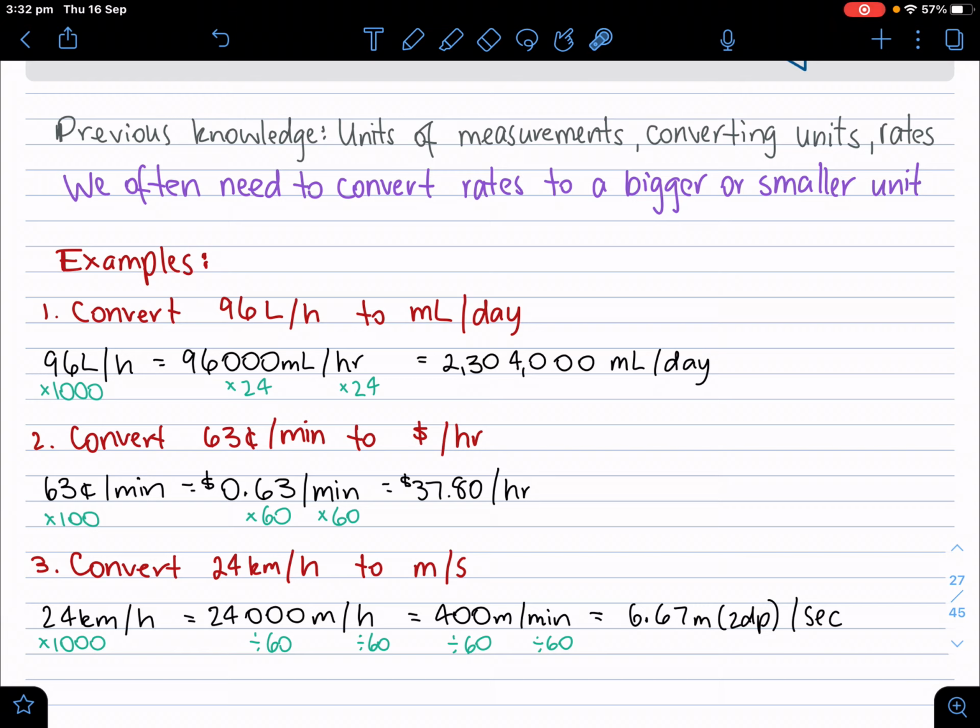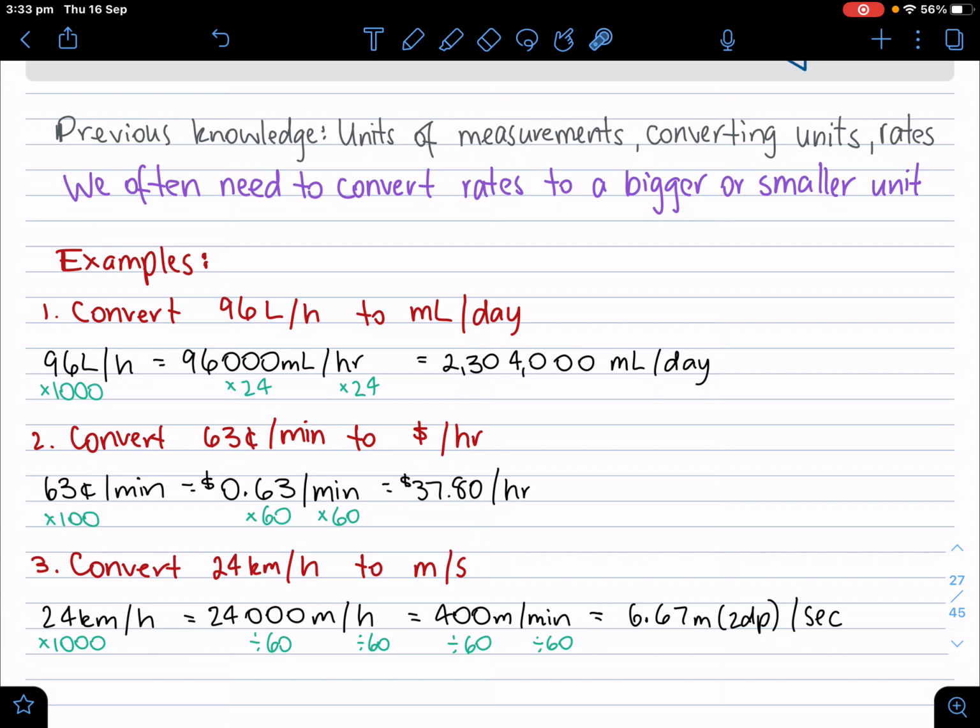Let's go on to example 2. Example 2 states: convert 63 cents per minute to dollars per hour. You can think of this logically as well. If someone's earning 63 cents per minute, how many dollars will they earn per hour? Well, let's first convert one side. I convert the cents to dollars: 63 cents is actually $0.63. Then I know the rate per minute, but if I want per hour, I have to multiply both sides by 60. So 63 cents per minute is actually $37.80 per hour.